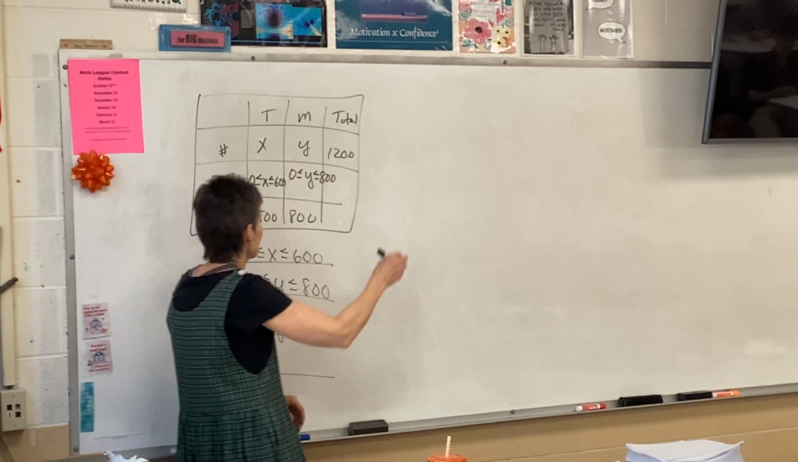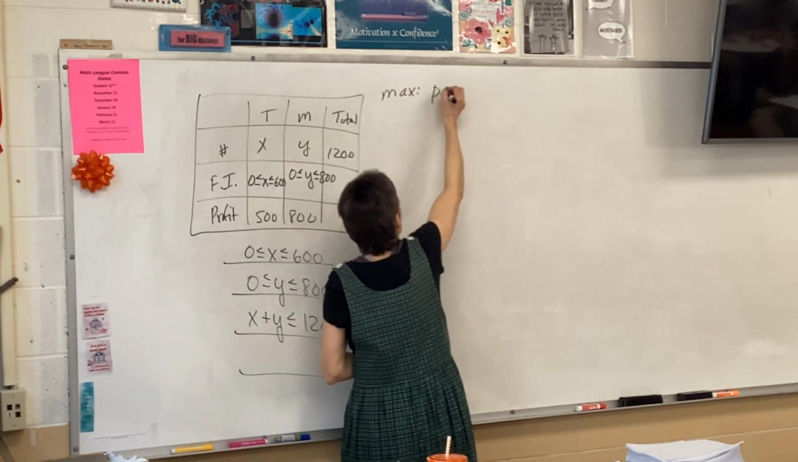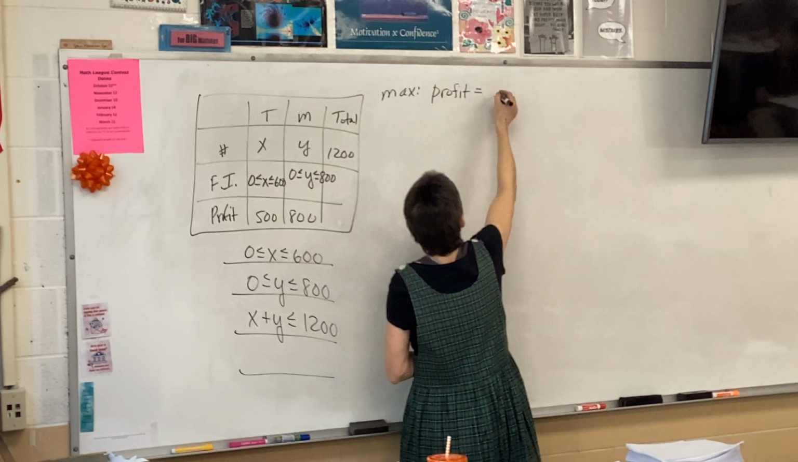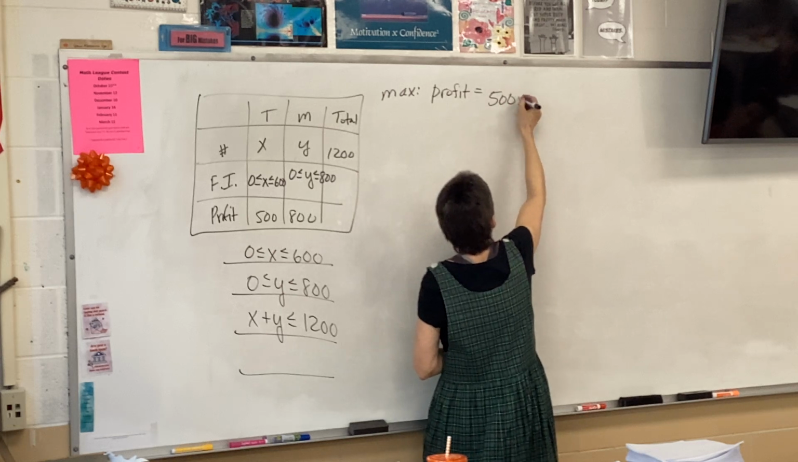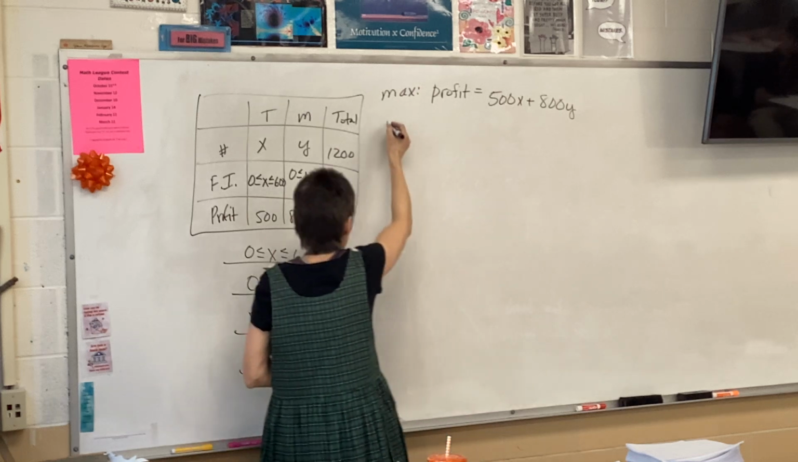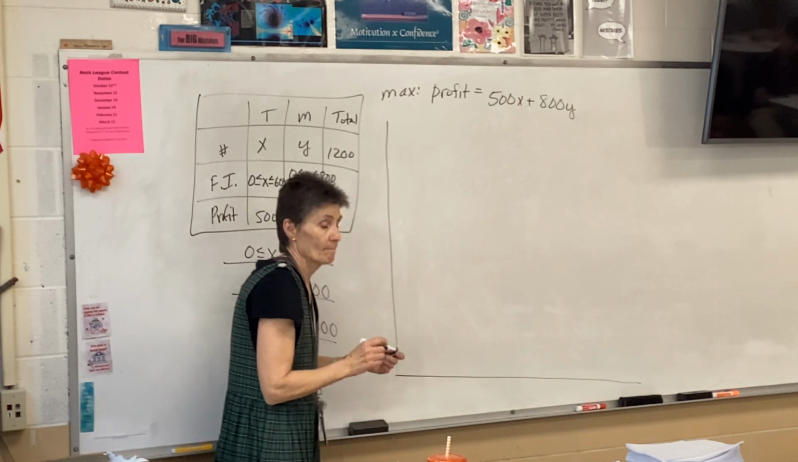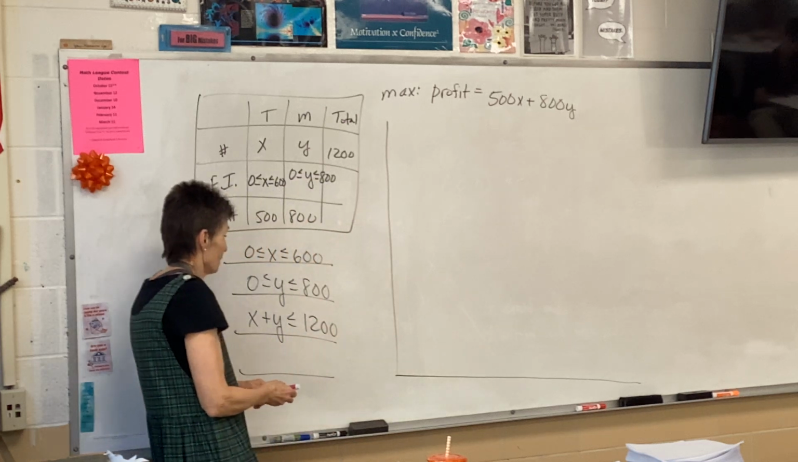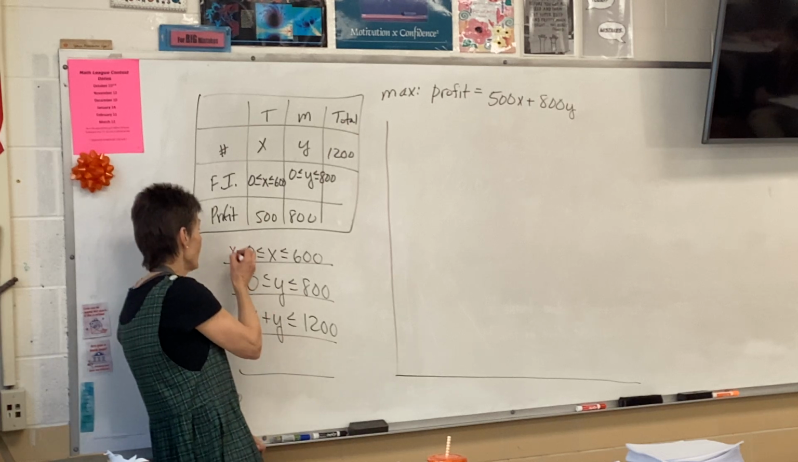All right, what am I maximizing or minimizing? Profit? And what will my profit be? 500X plus 800Y. I've got 3 things to graph this time. All right, so here we go. I'll do this one in pink.